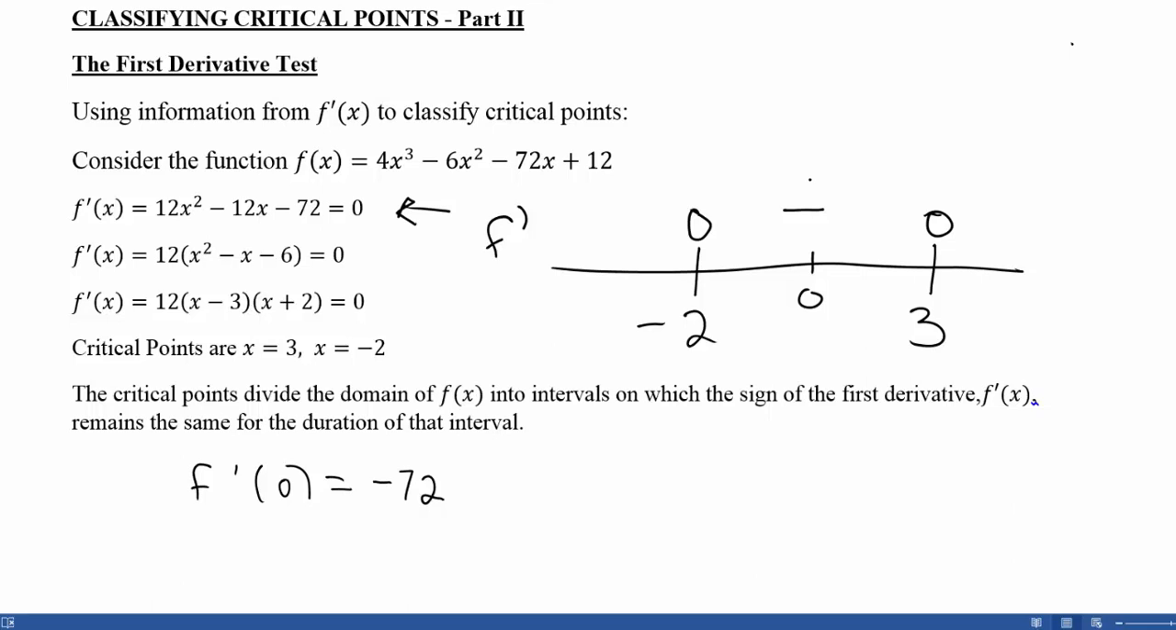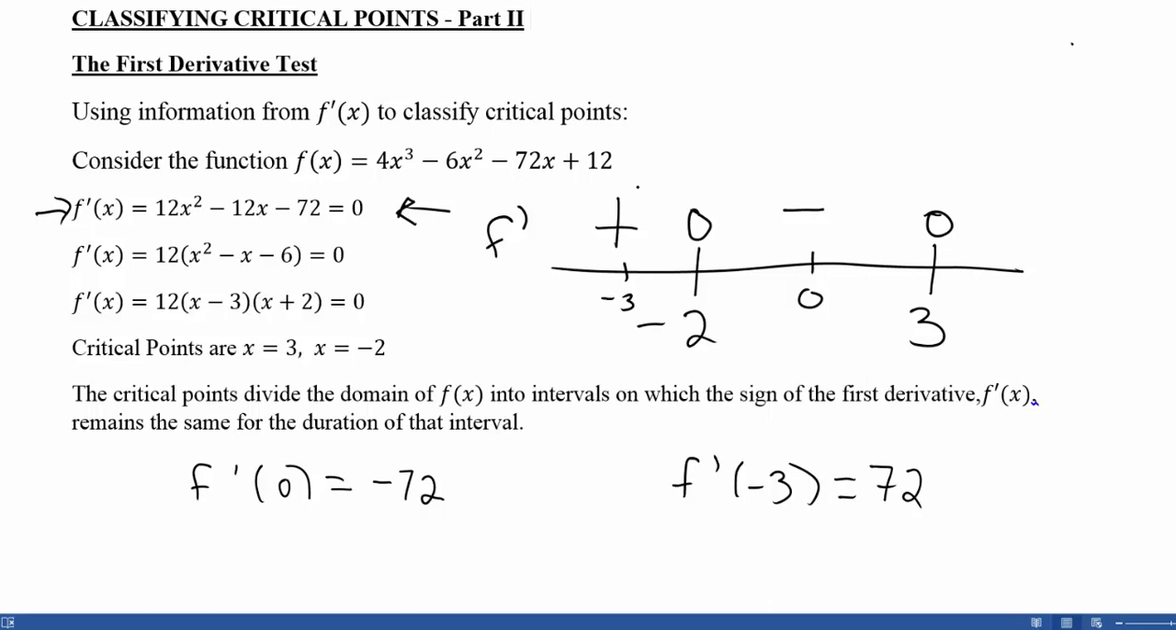I also want to know what's happening to the left of negative 2, between negative infinity and negative 2. I can pick any number in that interval, and I'll pick a number that's reasonable to work with, negative 3. If I plug negative 3 into my first derivative, I get positive 72. So since it's positive, every number I plug into the first derivative between negative 2 and negative infinity, going down to the left, is going to be positive. That also tells me that my original function is increasing everywhere from negative infinity to negative 2.